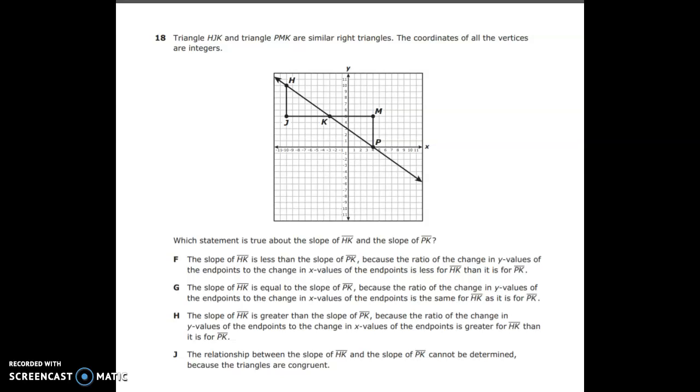The relationship between the slope of HK and the slope of PK cannot be determined because the triangles are not congruent.